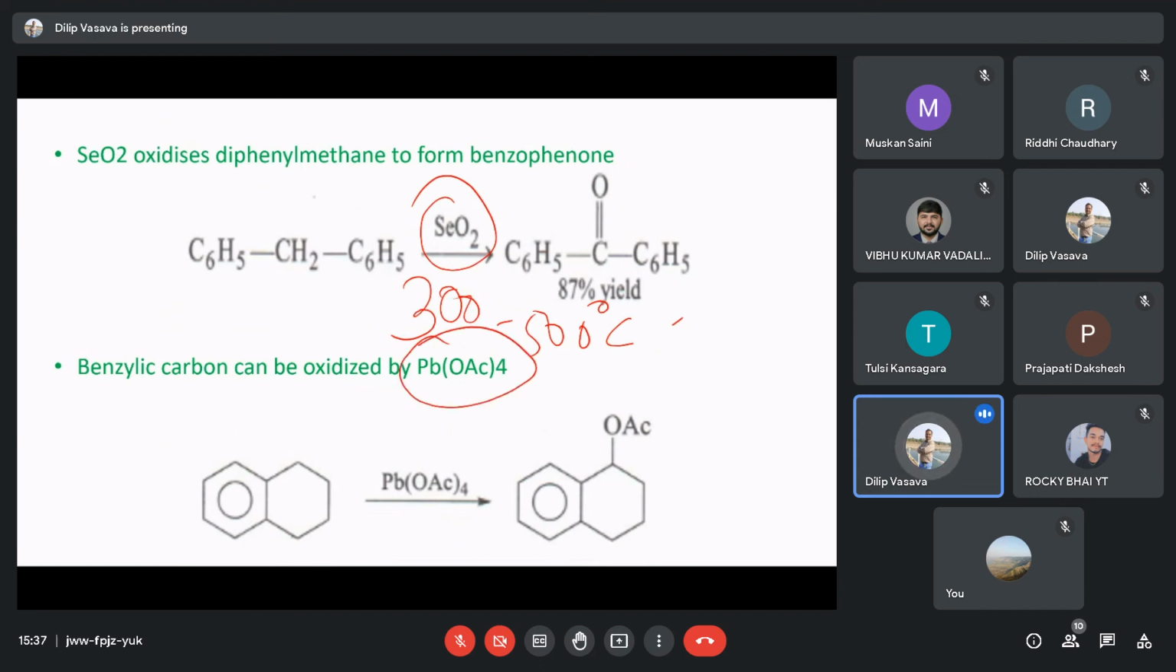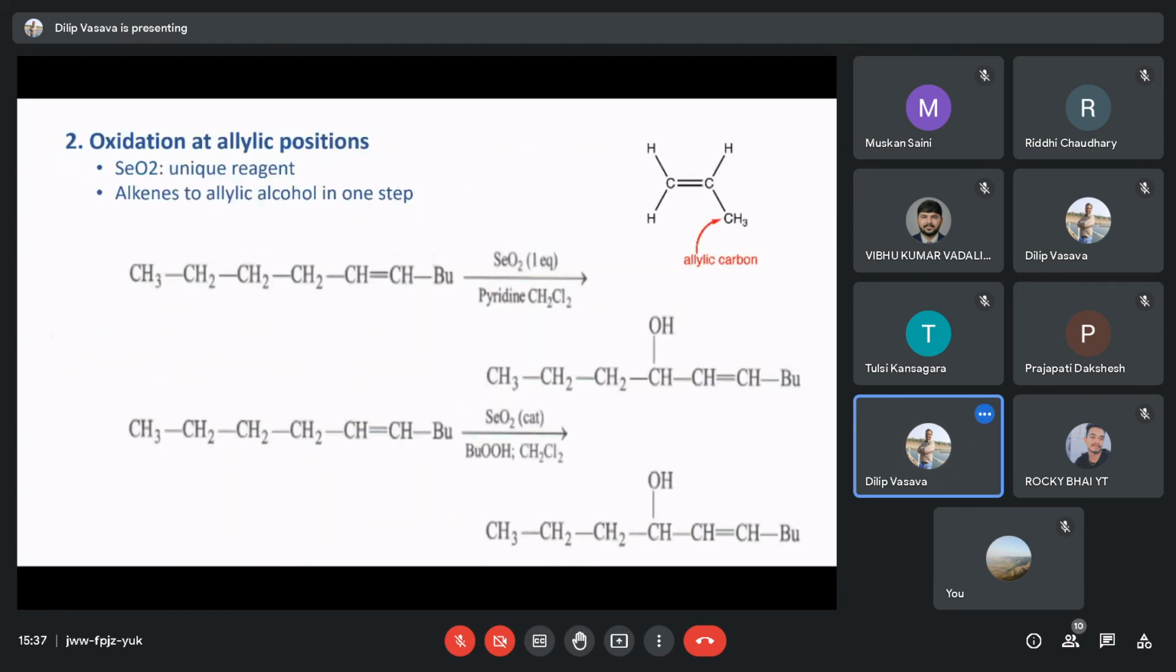Lead tetraacetate, as we have mentioned, is also utilized for oxidation. This is another type of moiety where allylic positions are given. In this case, this is the carbon-carbon double bond, and the next carbon is known as the allylic carbon. The carbon having the functional group attached is the allylic carbon.